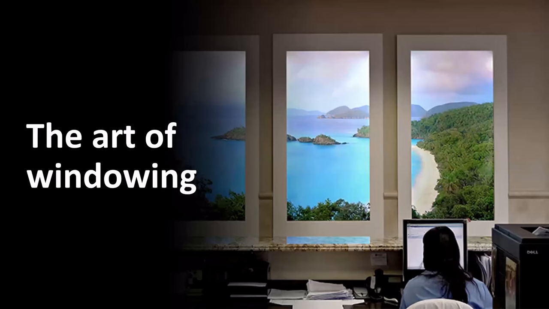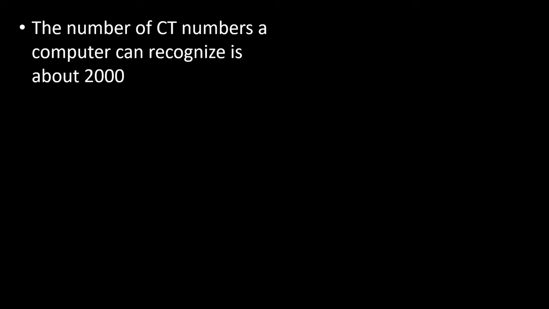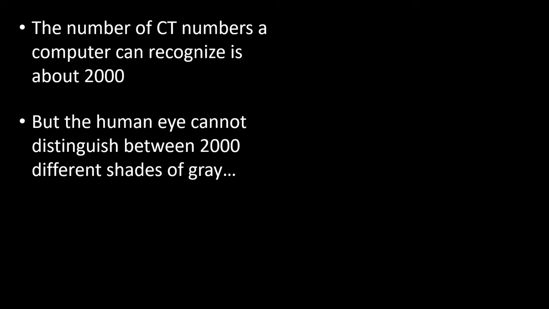Now, very important when examining a CT is to master the art of windowing. What is windowing exactly? Well, we talked about Hounsfield units. Now, let's say the number of Hounsfield units or CT numbers a computer can recognize is about 2000. It's probably more, but let's say 2000. These numbers are translated into a grayscale image. However, the human eye cannot distinguish between 2000 different shades of gray. According to popular literature, 50 shades of gray is probably the maximum.